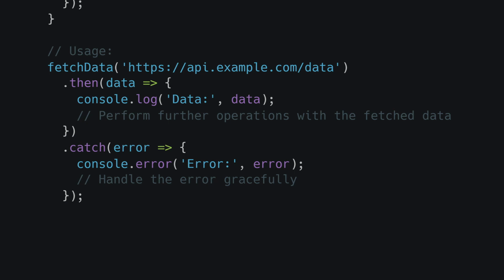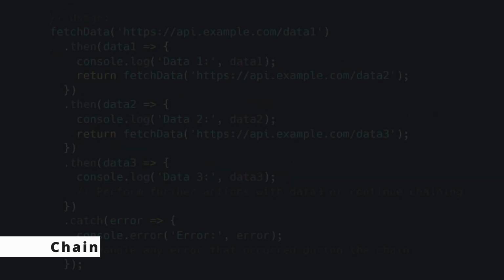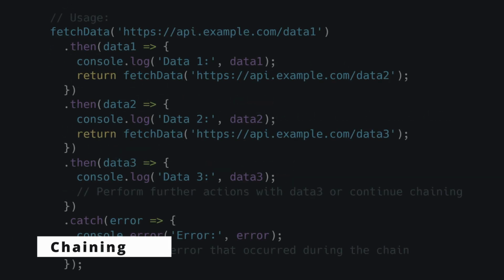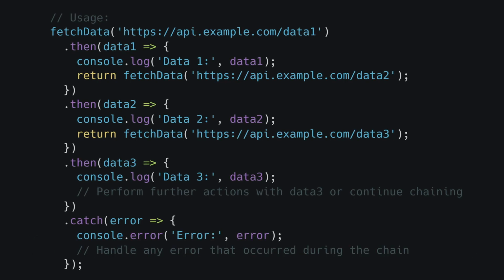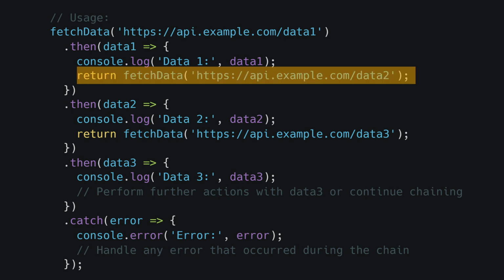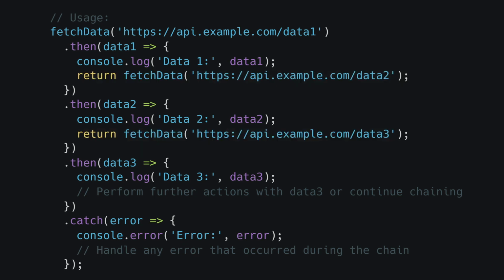Promises also provide a powerful feature called chaining, allowing us to perform multiple asynchronous operations in sequence. This is achieved using the then method, which returns a new promise. In this example, we're fetching data from one API, then using the retrieved data to fetch additional data from another API. By chaining promises together, we can ensure that each operation completes before moving on to the next.